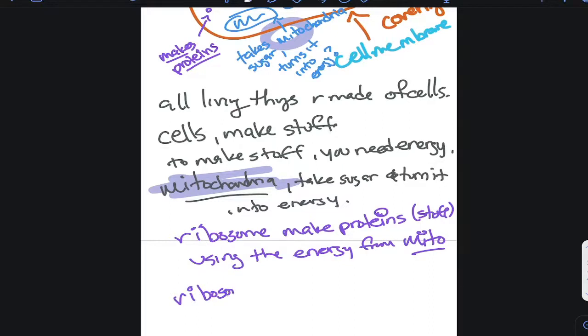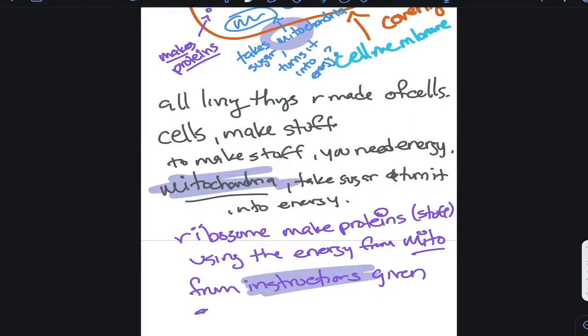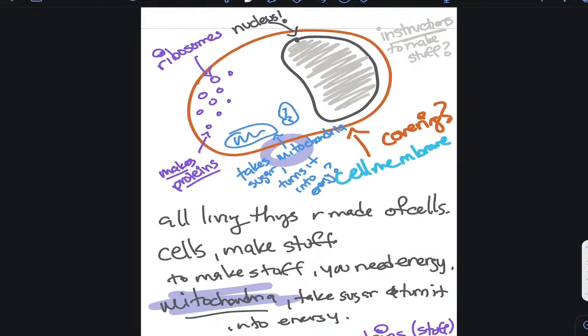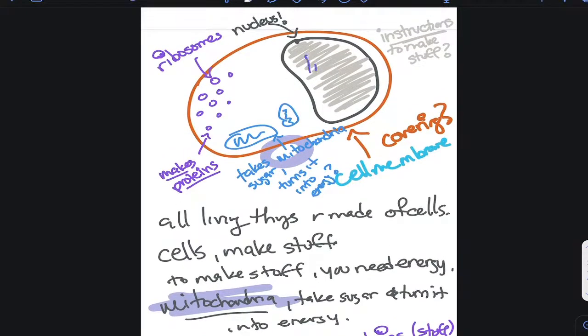Ribosomes make stuff using energy from mito, from instructions given and protected by the nucleus. Because remember, the instructions come from the nucleus and are protected in the nucleus and held in the nucleus. This is where your instructions are. They are inside. Okay?